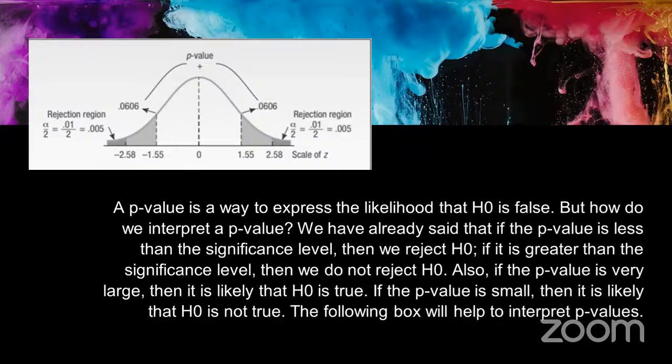A p-value is a way to express the likelihood that H sub 0 is false. But how do we interpret a p-value? We have already said that if the p-value is less than the significance level, then we reject H sub 0. If it is greater than the significance level, then we do not reject H sub 0. Also, if the p-value is very large, then it is likely that H sub 0 is true. If the p-value is small, then it is likely that H sub 0 is not true. The following box will help to interpret p-values.